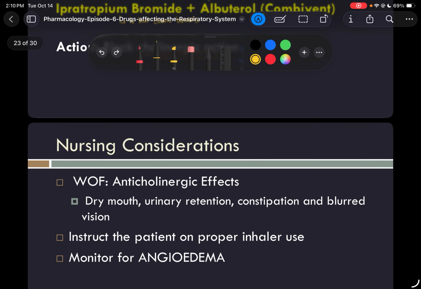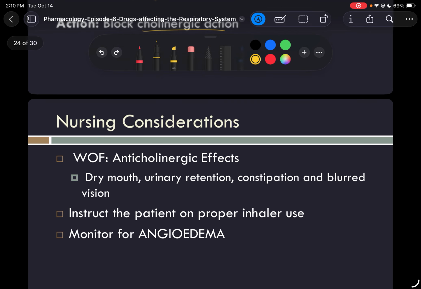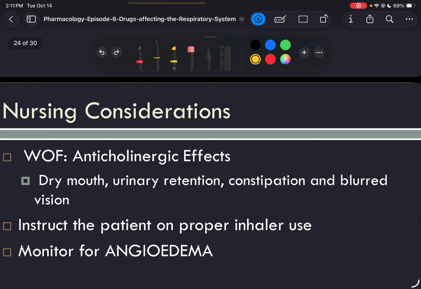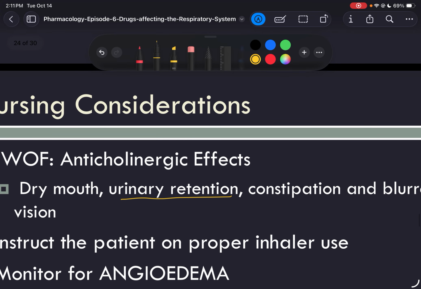Okay, let's continue. Now, what are our nursing considerations? Watch out for anticholinergic effects like dry mouth, urinary retention, constipation, and blurred vision. No, we have been repeating this before, no? The thing about that is if there is urinary retention, then you need to monitor patients' urine output and weights. Di ba? We already know that.